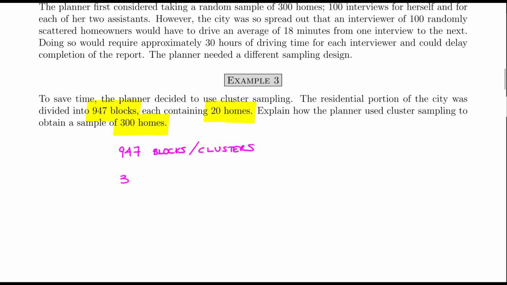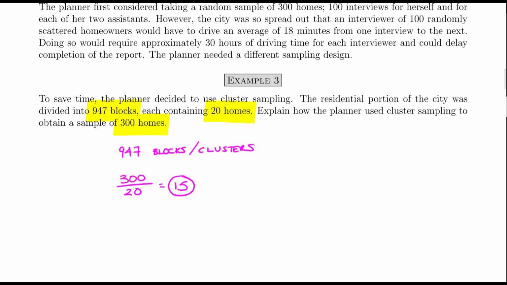Well, each block contains 20 homes. So we take 300 divided by 20 and we get 15. So they want to sample 15 city blocks to generate their sample population. So what we need to do now is if we just number all of our city blocks 1 through 947, we want to come up with 15 of those to go out and sample.